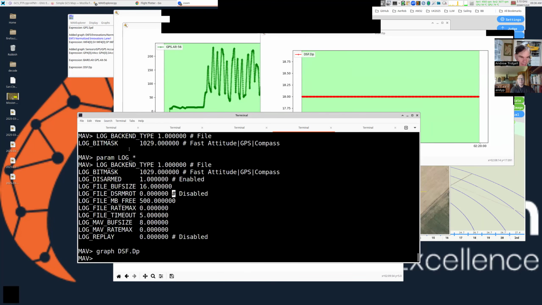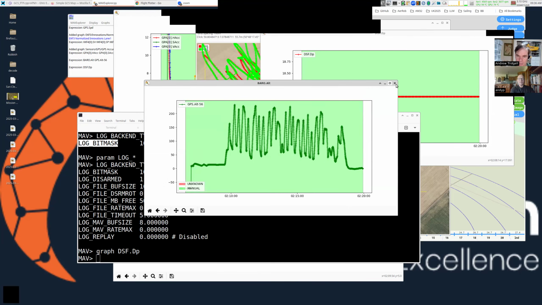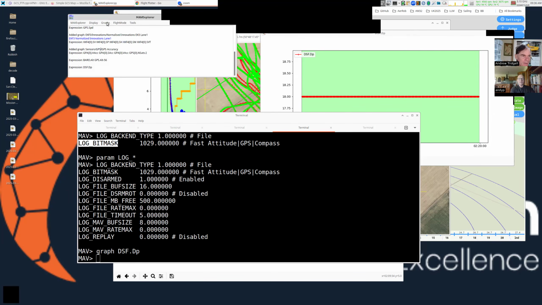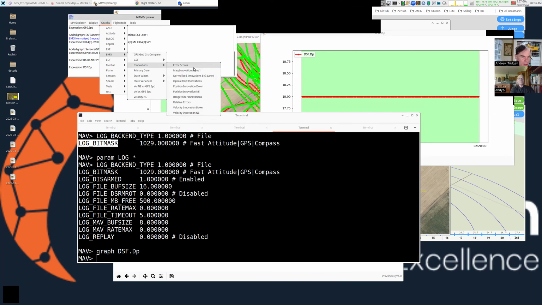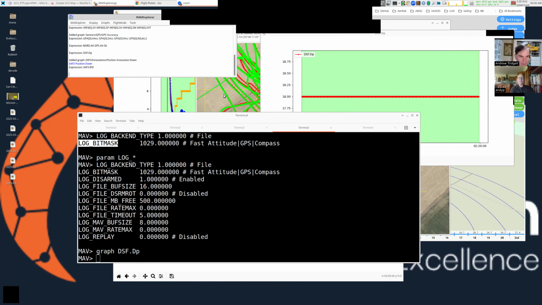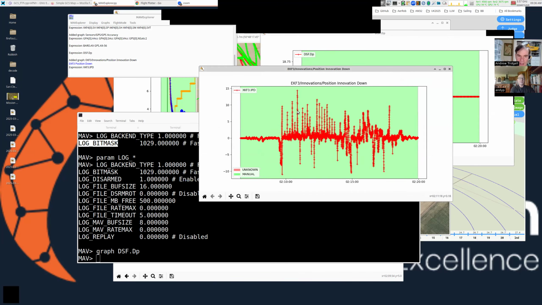But I would recommend he log a lot more things. Definitely log all the sensors you're using. We can, by proxy, get the barometer because we should be able to graph the vertical innovations. That's what's called position innovation down, right? So this is the difference between the estimated height and the observed height. The observed height is the barometer, right? Now, we don't have the raw barometric measures, but we can sort of imply what it must have been.